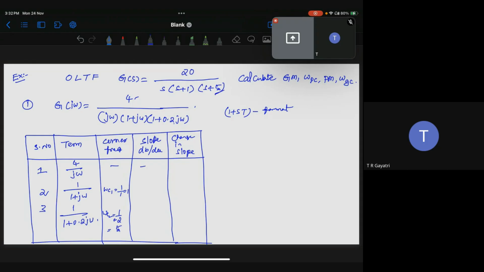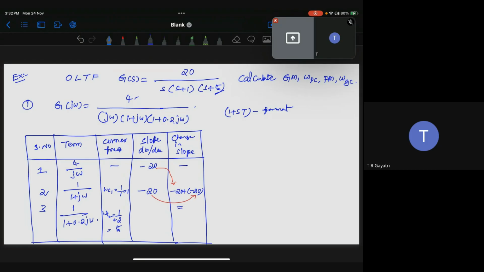Okay, here the slope is minus 20 because 1 by s. There is no change in the slope because there are no other terms. Here the slope is minus 20 because it is the pole. Now change in the slope is minus 20 plus minus 20. How do we do this? This first minus 20 is this, then second minus 20 is this.